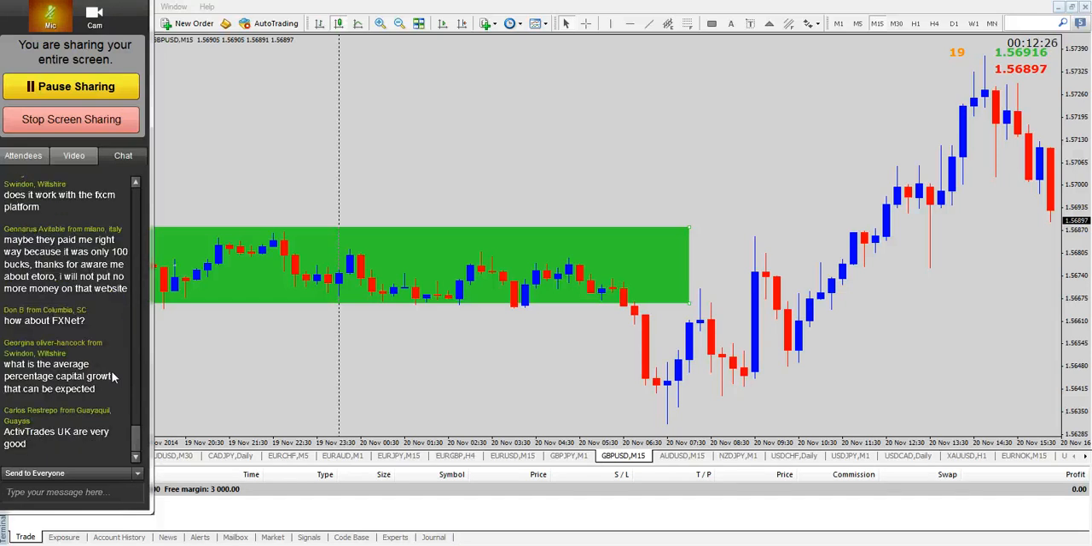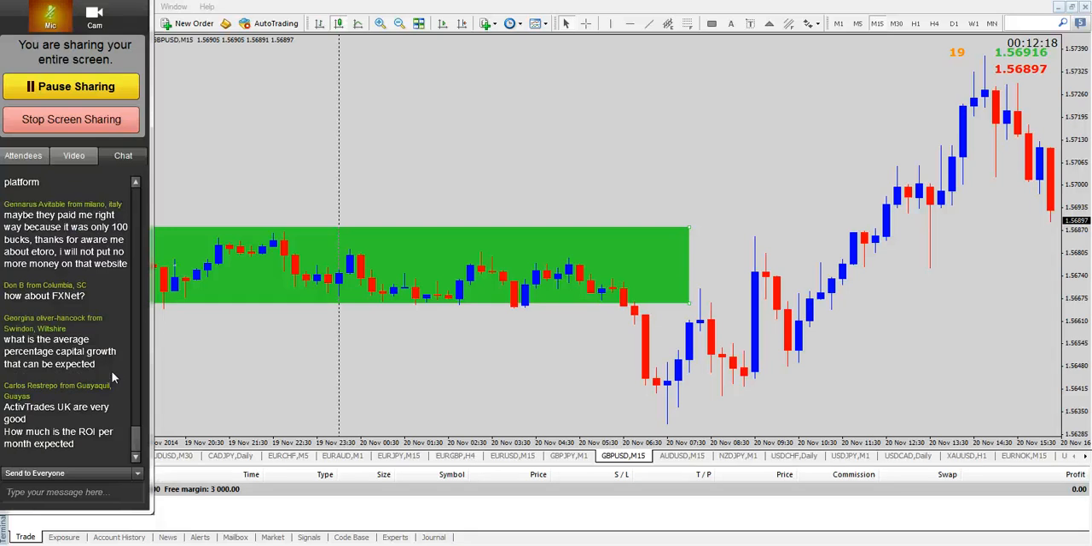Also, heads up, any broker that tries to entice you to join them because they're giving you $500 of credit: if you put $500 in, they give you $500. Now you have $1,000 to trade with. Great. However, those $500 you can never take out. The ones that they gave you, you can never take out. So Active Trades UK are very good. Great. As I said, you can use any broker you want.